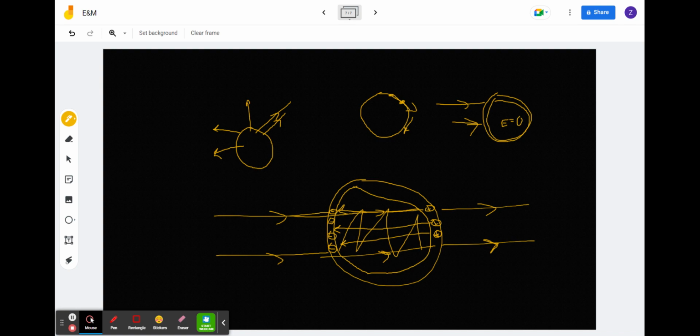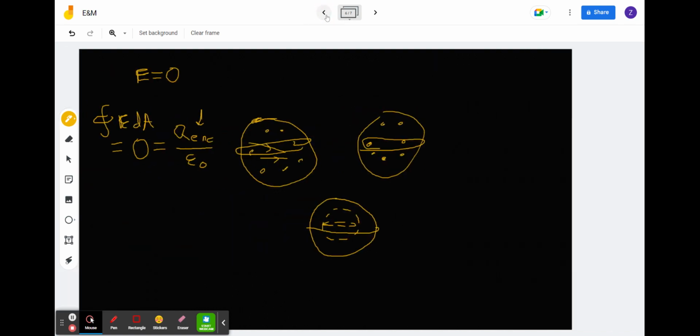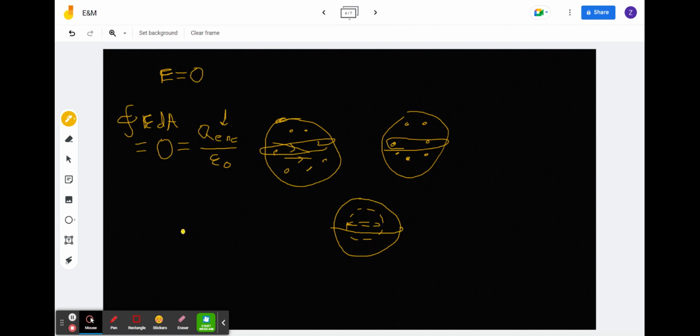Something important that I actually neglected to mention is that in regards to electric flux, just because electric flux is zero doesn't automatically mean that the electric field inside is zero. This E that we have in our integral has direction. If there's an electric field going inside the surface, that's negative. On the other hand, if it's going through the surface from the inside to the outside, we take it as positive. If it's going from the outside to the inside, it's negative.